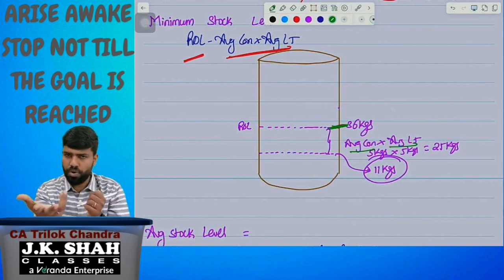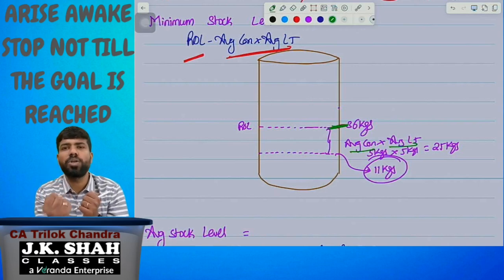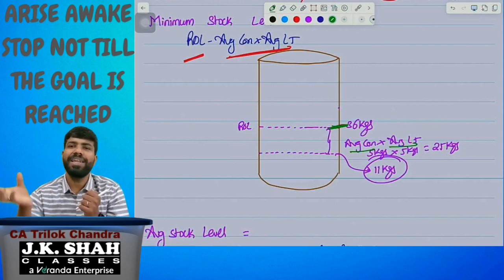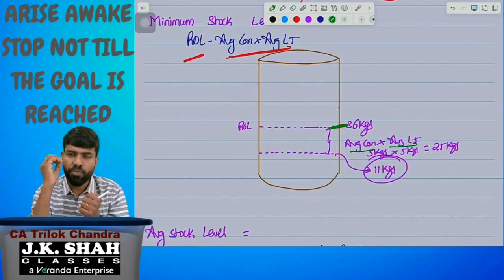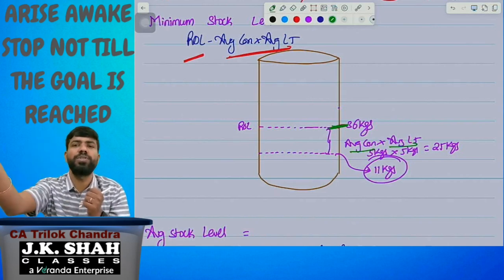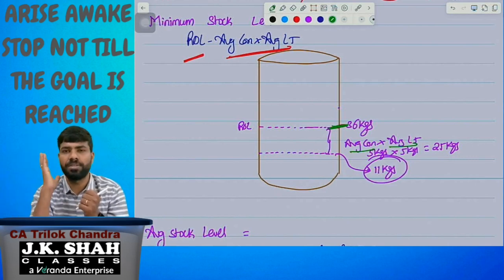See, we don't know what quantity is going to be consumed during the reorder period. We cannot take the maximum or minimum. We have to go by the average. When you are predicting or forecasting something about the future, it's better to take the average. So I am taking average consumption to average lead time.